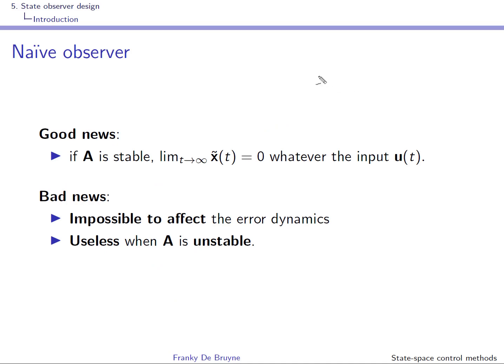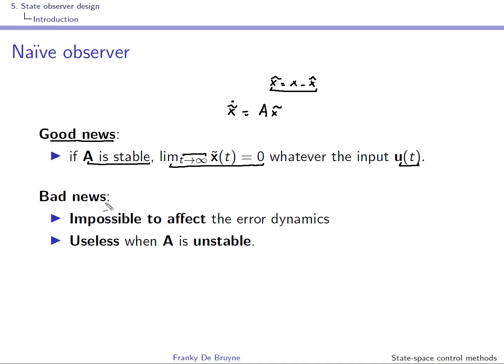So we had obtained that x tilde dot is equal to A x tilde, where x tilde is really the actual state minus the estimation, right? And we had seen that if A is stable, then really the observation error will go to 0 as t tends to infinity, and this is, of course, you can see it over here, independent of the input u of t. So that's the good news.